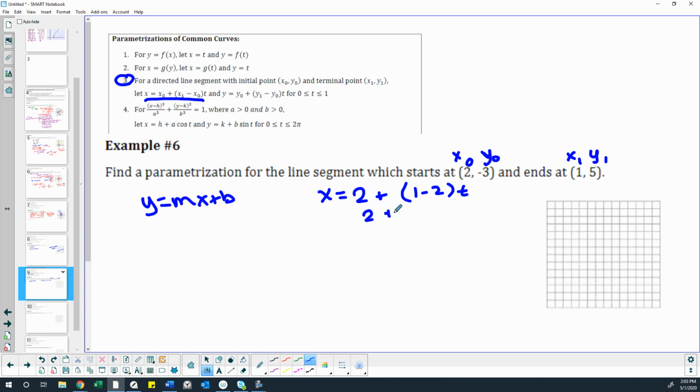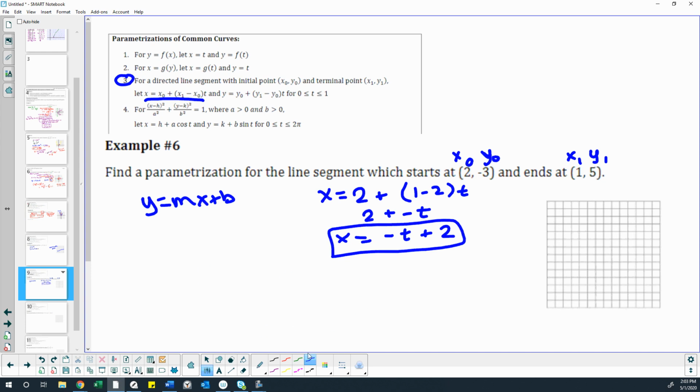So 2 plus negative 1t. If you like it in the form y equals mx plus b better, you could put the negative t first, or you could just rewrite it as 2 minus t, and that would be fine as well.